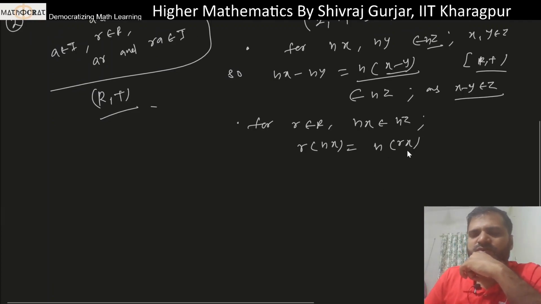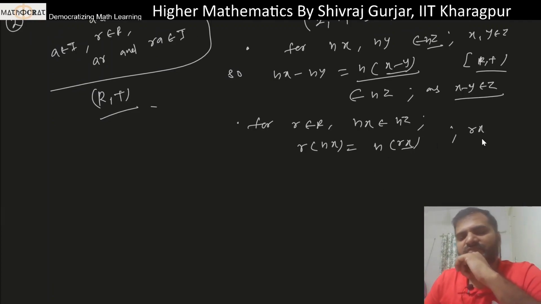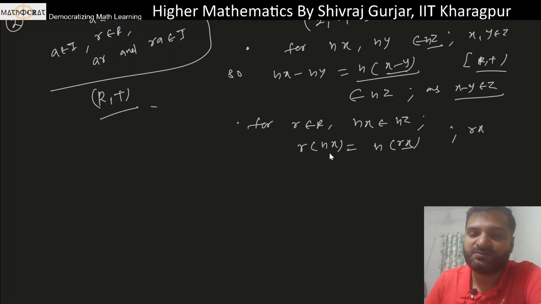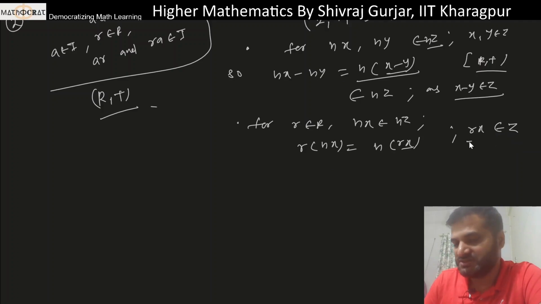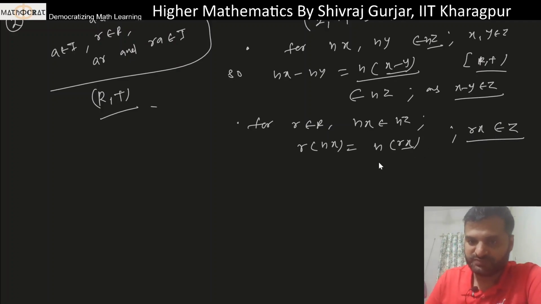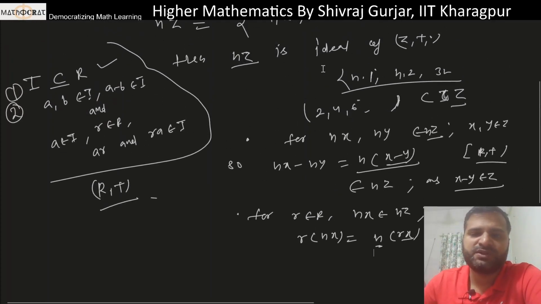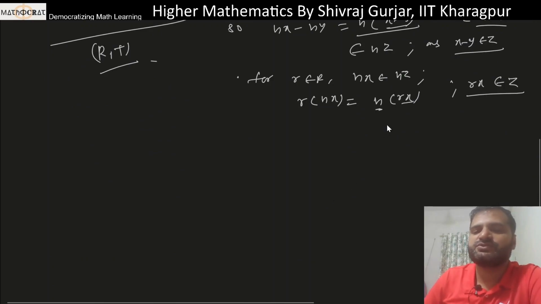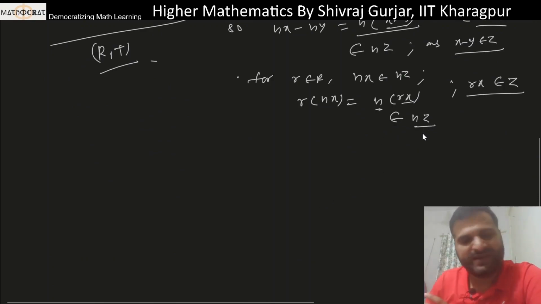Then again, this rx. We have to show that r multiplied by nx belongs to nZ, but this rx is an integer, in fact, right? The product of any two integers is an integer itself. And this n is fixed, so this element is again of this form. The nZ that we defined was n into x, where x is an element of Z. So here rx is an element of Z, so this will of course belong to nZ.